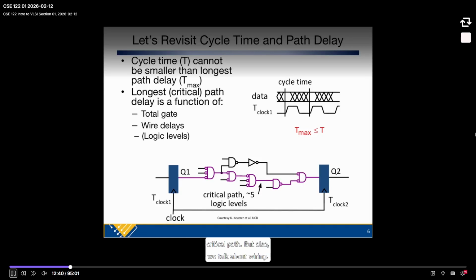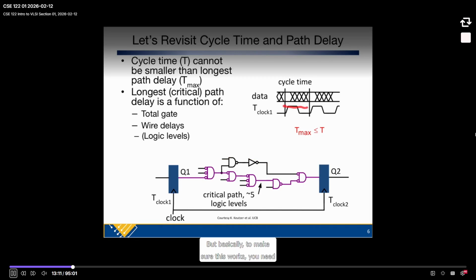But also we talk about wiring. Wires actually scale worse than gate delays in modern technology, so we have to include those as well. And if there's a very long wire in this path, it could be that this path is the slowest path because this wire here goes halfway across the chip. You don't know, right? It goes halfway across the chip and comes back. It's a horrible route. So you need to include the gate delays and the wire delays in your analysis. And this is what static timing will do as well.